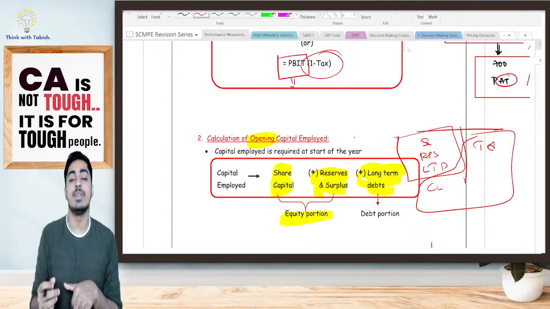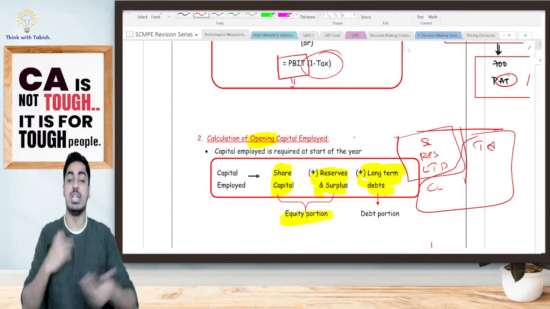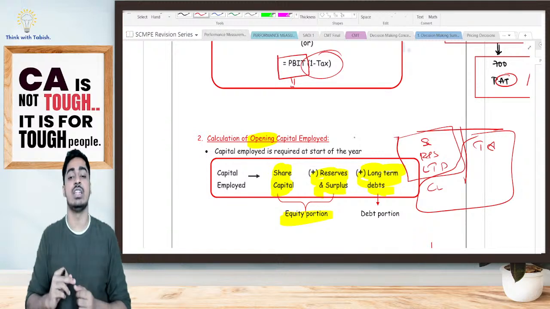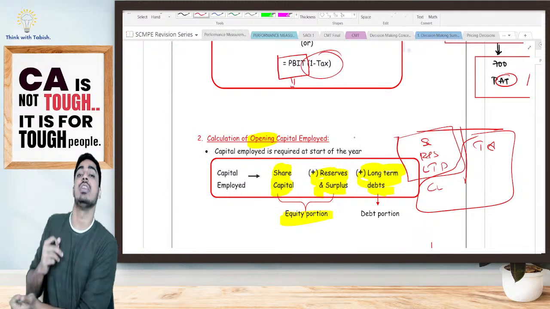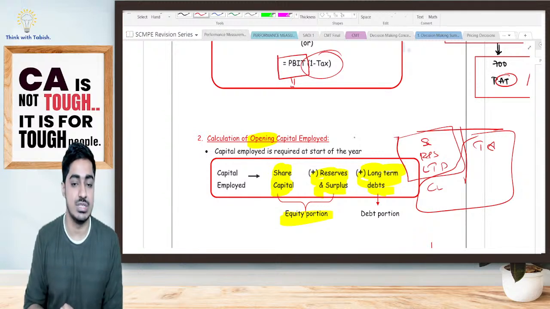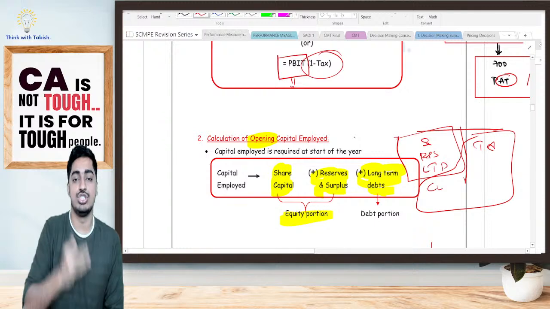Share capital also I would have invested initially. After that, whatever cumulative profits we have got are also retained in the business. Again, the long-term debt that I have taken, that also I am having. Using all this money, I am running my business. Is it clear, students? Till now, any doubts? Should we continue?